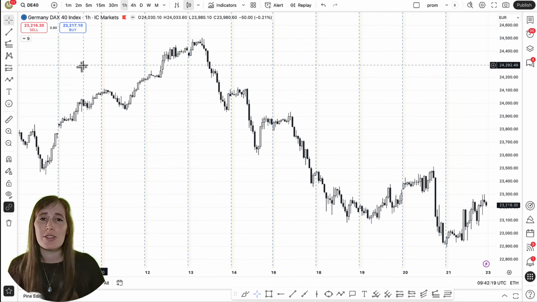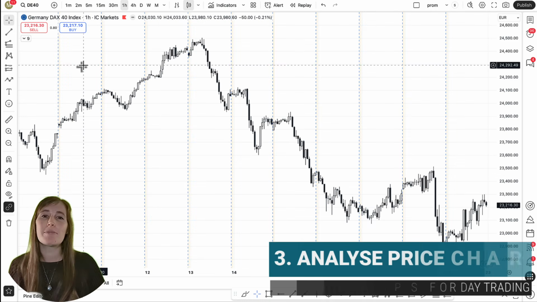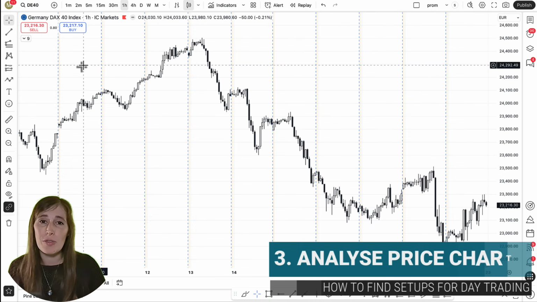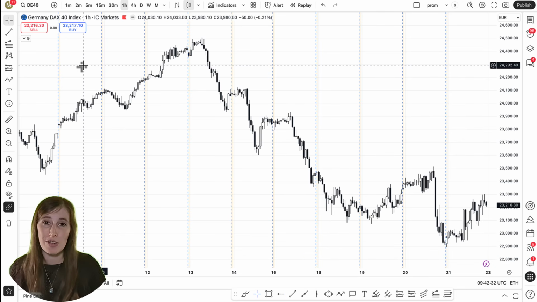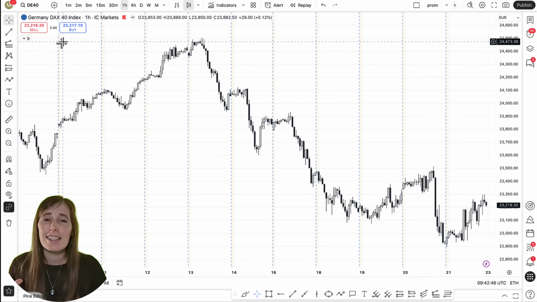My next tip is to perform technical analysis. This may seem pretty straightforward and obvious, but it is a crucial step in helping you to find setups for day trading. In your technical analysis, utilize different tools and features to help you to interpret price charts.